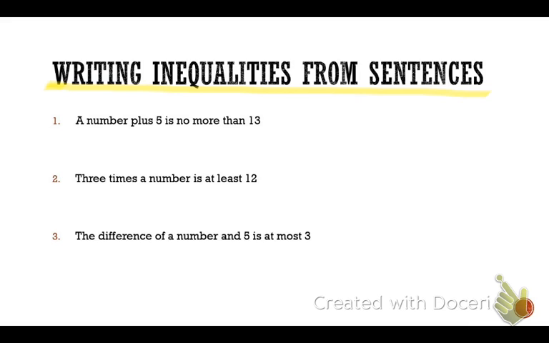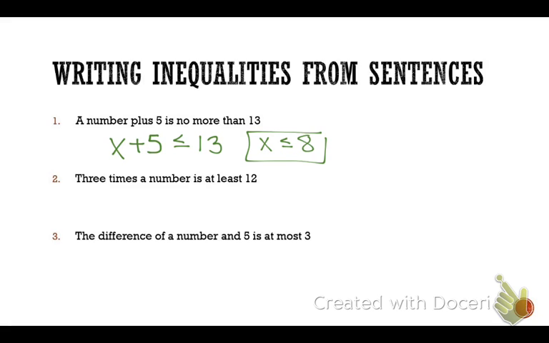All right, so on the first one, what inequality did you write, Josh? Yes, less than or equal to 13, because if it's no more than, it cannot exceed or be greater than the other number, so less than or equal to. X is going to be less than or equal to 8. You would subtract 5 from both sides.